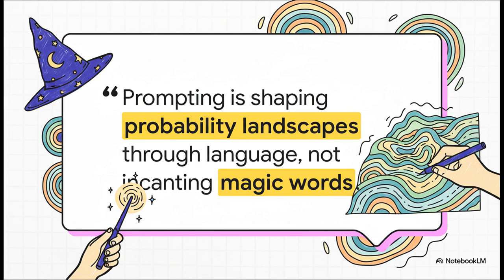And that really brings us to the ultimate takeaway, which this quote just nails. Prompting isn't about finding some secret magic words. It's the skill of using language to build a context that makes the answer you want the most statistically likely thing for the AI to say next. You're not casting a spell, you're shaping a landscape of possibilities.